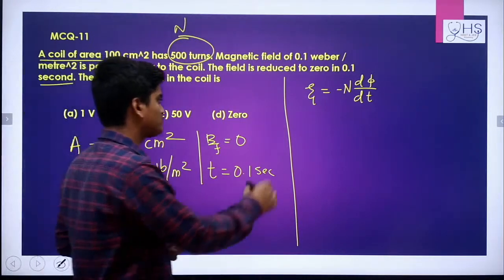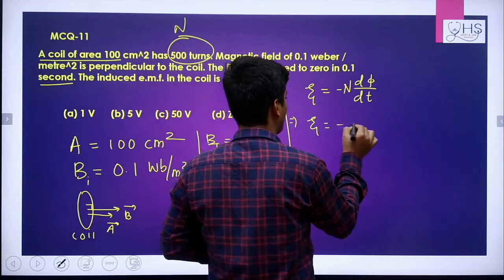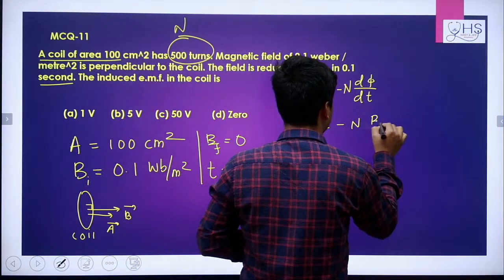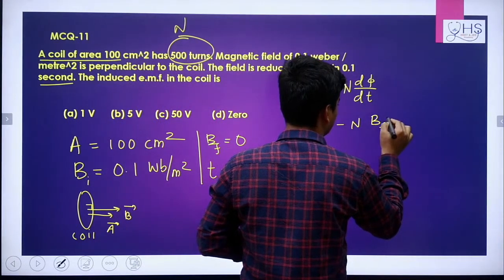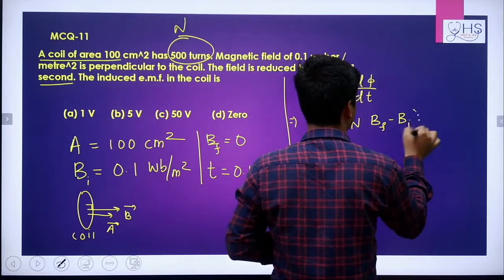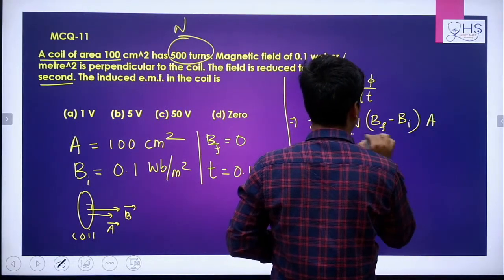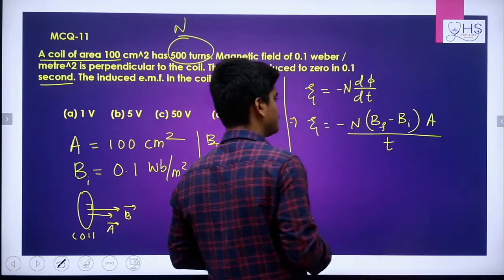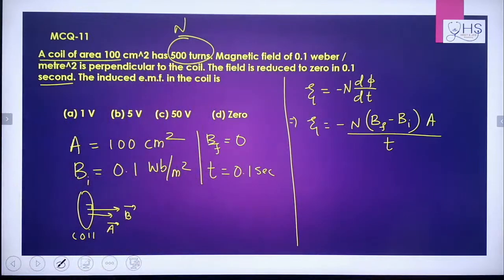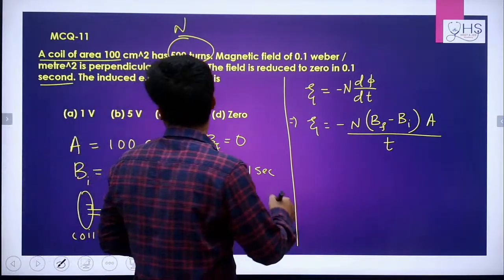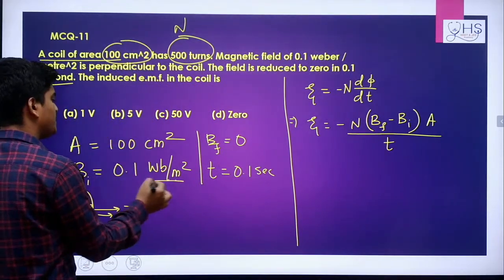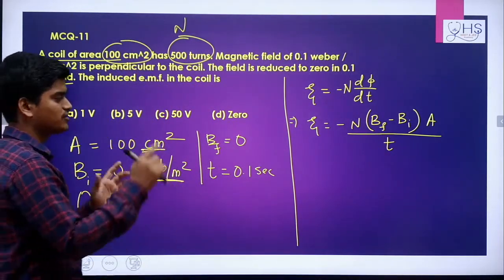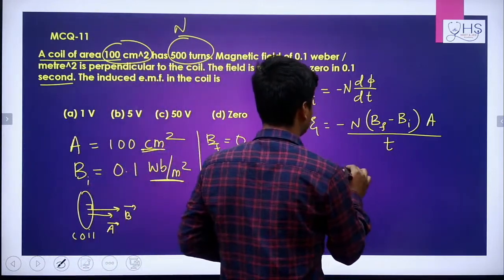Now next, listen. Here EMF is minus n d phi, which you can write as B into A, but basically here the change in flux is happening for what? The change in flux is happening for the magnetic field. So I can write it like this: final magnetic field minus initial magnetic field, into A. Now it is a circular coil, area is given already, and you will remember B is given in SI unit and area is given in centimeter square, so definitely a change in unit is needed. That one I will do here.